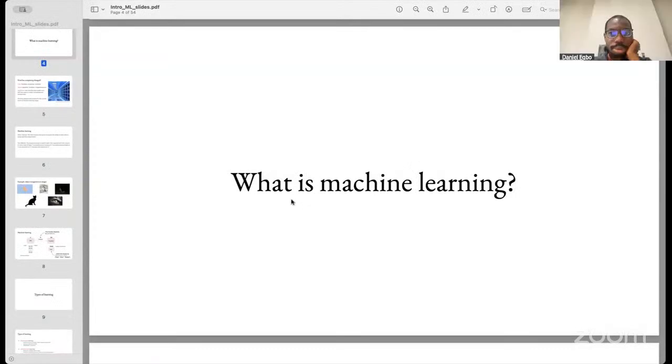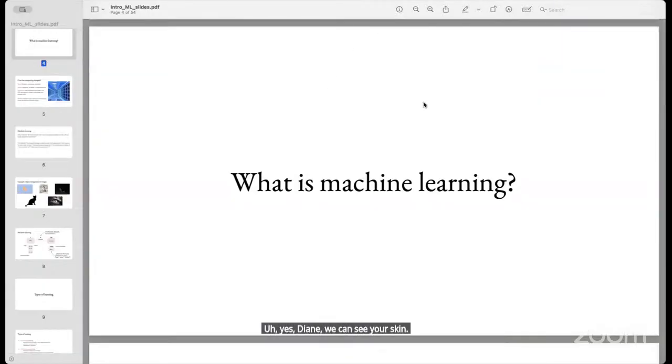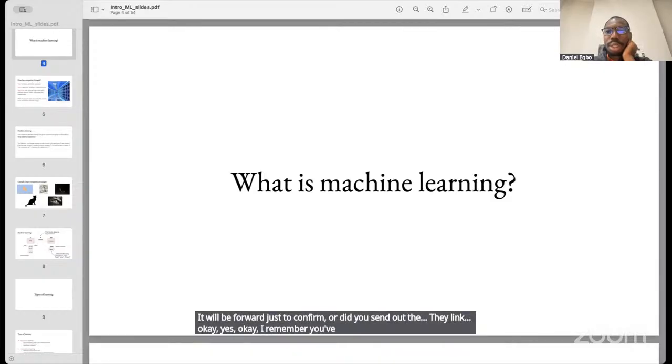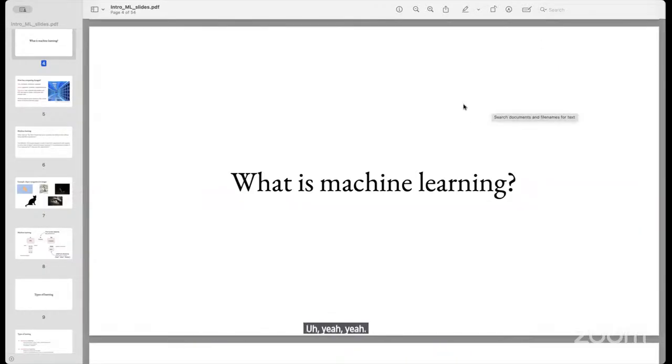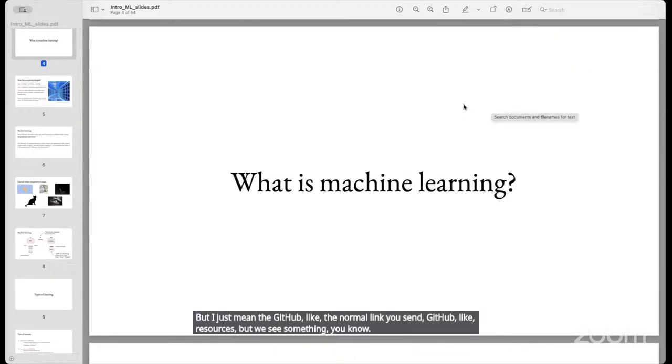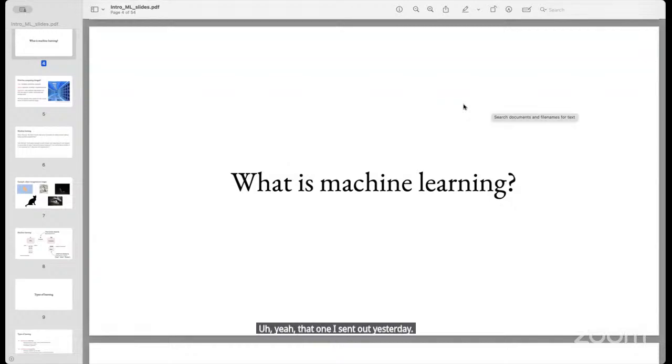Can I share my screen? Yes, Daniel, we can see your screen. But before, just to confirm, did you send out the link? Okay, yes. I remember you've not sent it out, but you sent out the link for week 6, right? Which other link are you talking about? No, I just mean the GitHub, the normal link you send, resources for week 6. Yeah, that one I sent out yesterday. Okay, cool. Sure. All right.